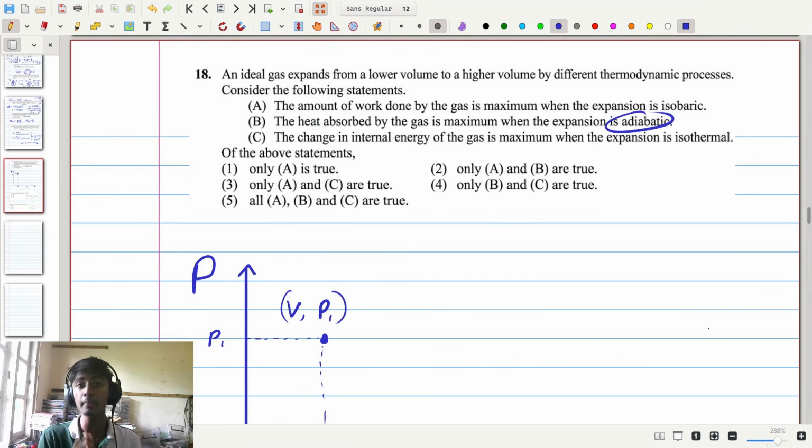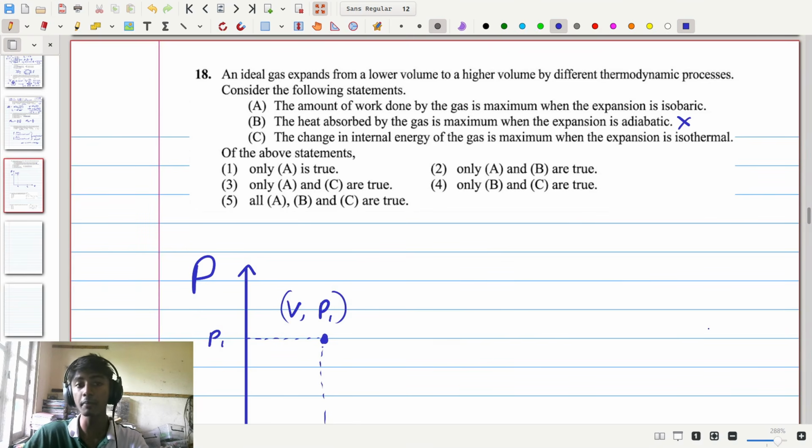Now this statement is immediately wrong because adiabatic means that there is zero heat absorbed. Delta Q is equal to 0. So therefore we can see immediately, since they said that the heat absorbed is maximum but the heat absorbed is actually 0, statement B is immediately wrong.